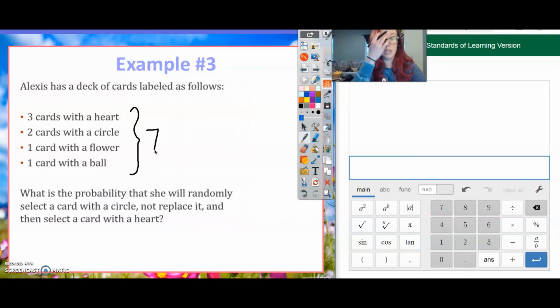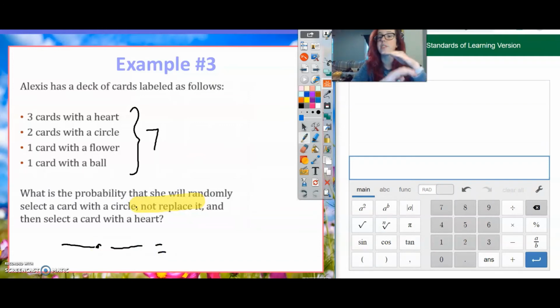I want to know what is the probability that Alexis will randomly reach into wherever she's keeping these cards. She will pull one out that has a circle on it, not replace it. So she's going to throw it away or something, and then get a card that has a heart on it. All right, so let's set this up. Fraction times fraction and see what it equals.